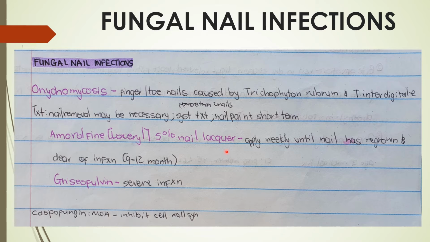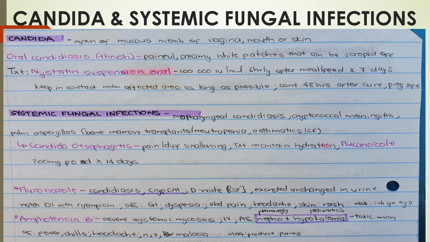Or you can use griseofulvin. But obviously we say this is for severe infections and it's taken orally. Next, we have Candida. This is an infection of the mucous membrane of your vagina, mouth, or skin. If you have oral candidiasis, also known as thrush, this is mostly common in patients with HIV or TB. These are painful creamy white patches on the tongue that can be scraped off. It's extremely painful, especially when they are eating.